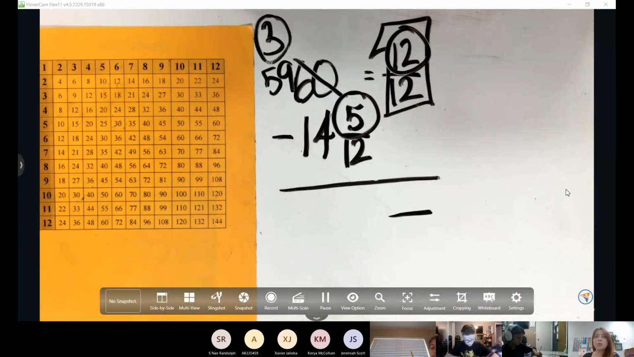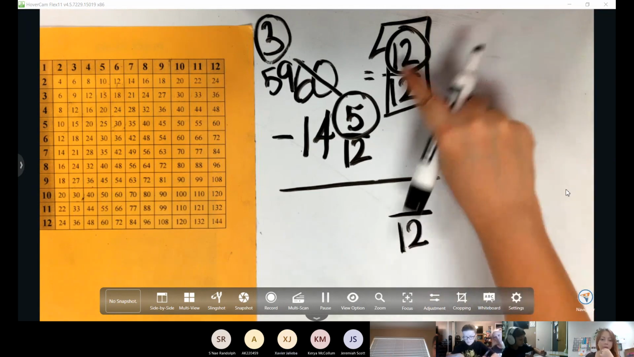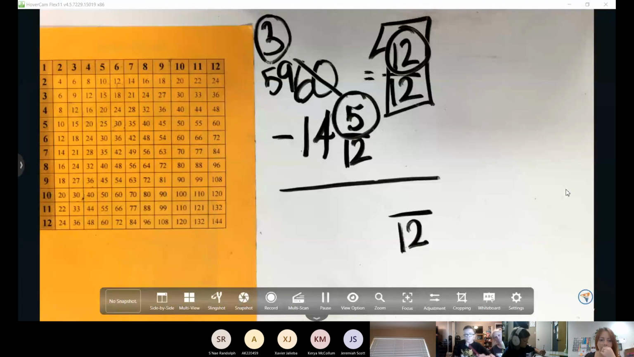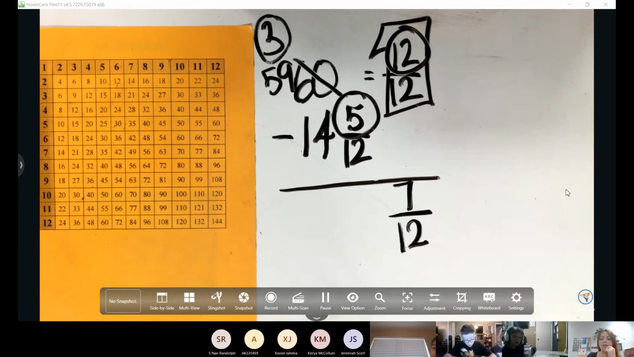Okay? It just takes you to see numbers a different way, especially when you're working with fractions. Think of it as like dollar bills and coins. Fractions are your coins, and whole numbers are like your dollar bills. So I have 12 now. I have 12 minus 5 now. I have enough to subtract, right? Yes. So what is 12 minus 5? 7. Okay, thank you.